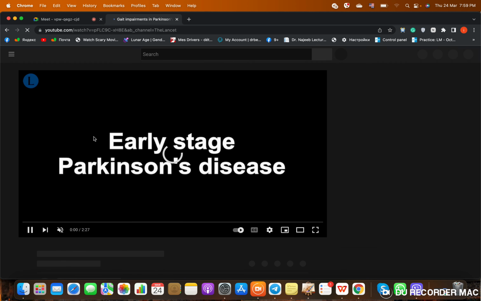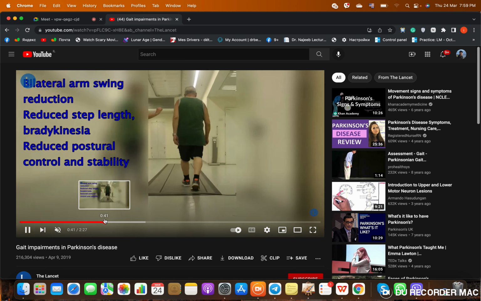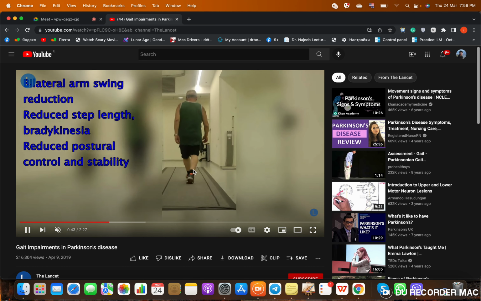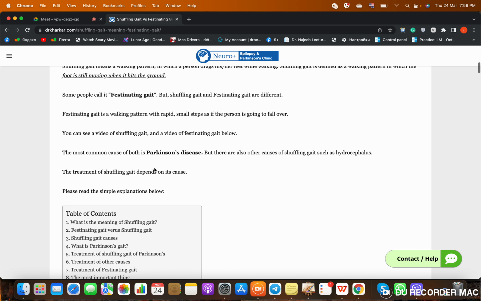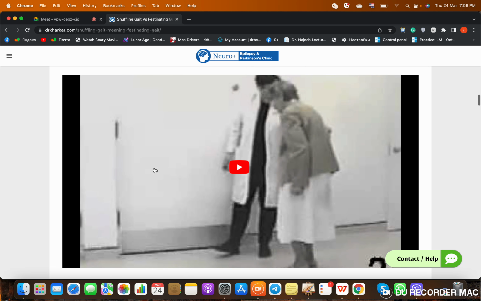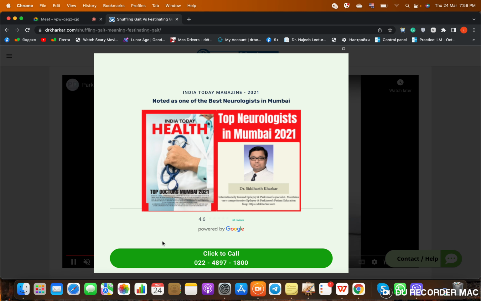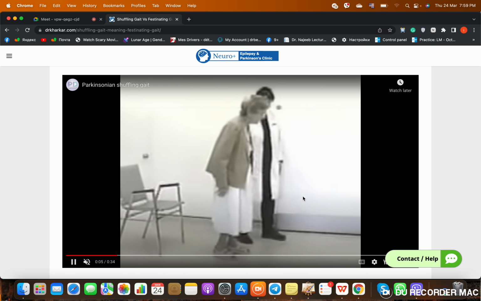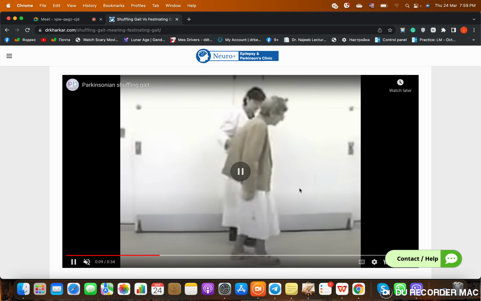So look at this guy. They don't raise their legs a lot from the ground. See? Yeah, he likes to stay close to the ground. Shuffling gait. Okay, so this is a lady with Parkinson's. See, she's kind of stuck to the ground. Magnetic gait, stuck to the ground.